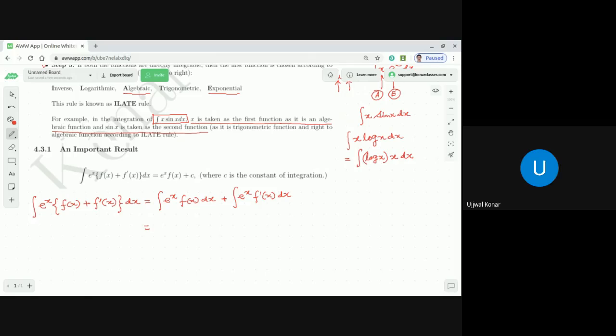The answer is that there is nothing to the right of exponential. Then fx has to be any function among inverse, logarithmic, algebraic, trigonometric. That is the justification of why fx should be the first function. Got it, dear students? Correct? All of you got it? Yes.